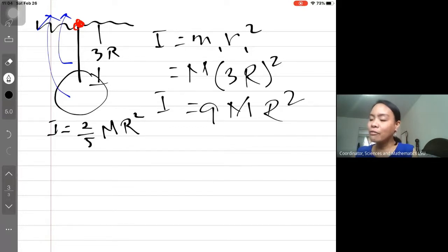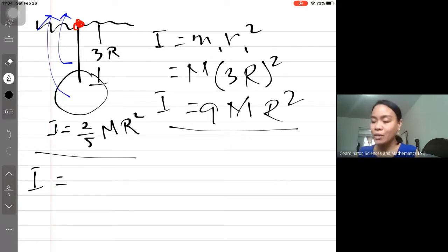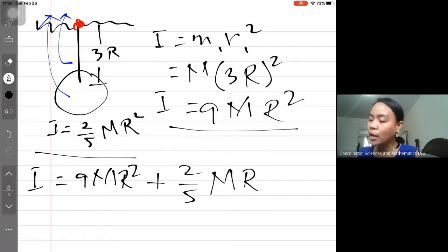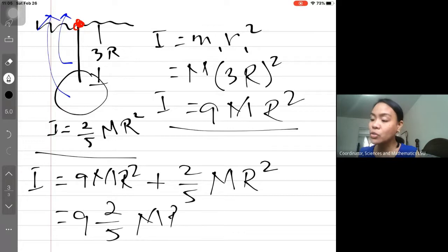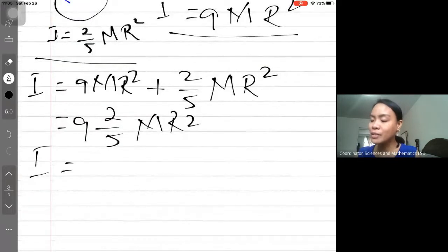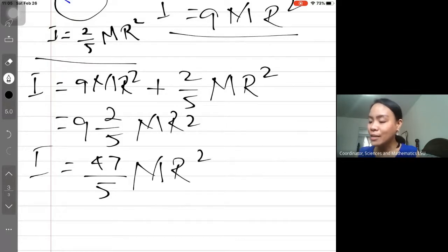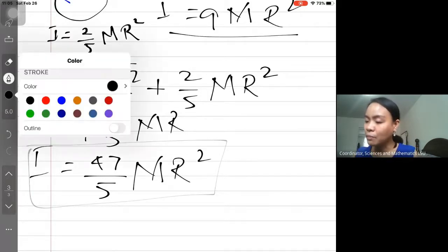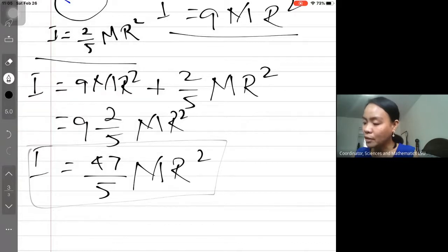Okay, since we have our moment of inertia for the solid sphere and for the string, we just get the total, or the sum. For the string, we have 9 mr squared, plus our sphere, 2/5 mr squared. That would be 9 and 2/5 mr squared, and 9 and 2/5 is equal to 47/5 mr squared. So that is our answer for our first problem. Okay, this should be squared there.